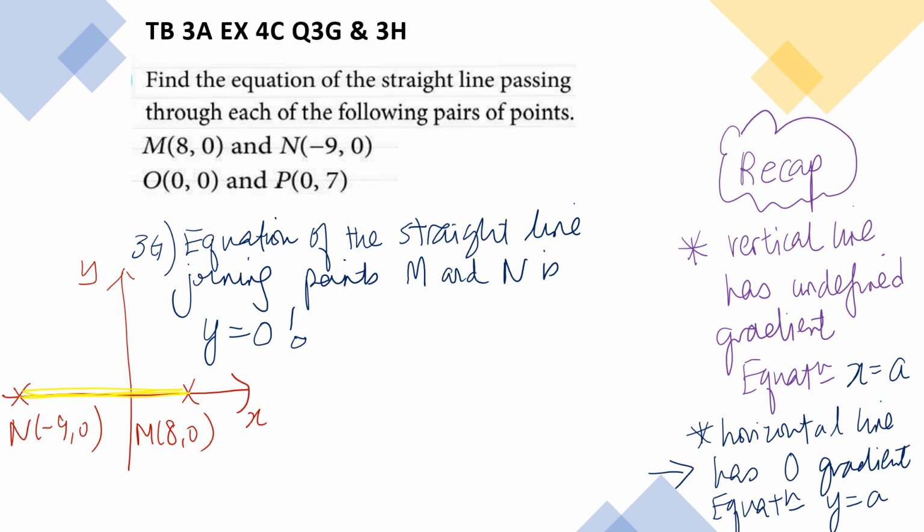Now let's look at 3H. Right, so for 3H, we have the point 0, 0. Let's use a different color, otherwise there'll be a mix up. So 0, 0 refers to the origin. So we have O here. 0, 7, probably somewhere here. That means your x coordinate is 0, y coordinate is 7. So the point will lie on the y axis.